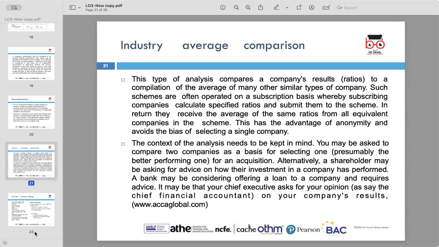This approach helps mitigate the bias that may arise from selecting a single comparator company and provides a more objective basis for evaluation. Industry average comparisons are useful in various decision-making scenarios. For example, they inform decisions on mergers and acquisitions by identifying high-performance targets.